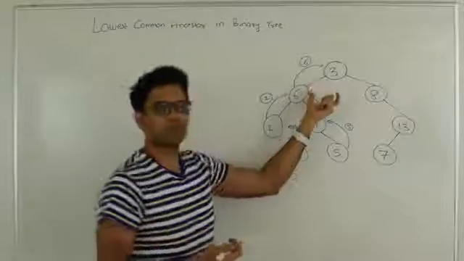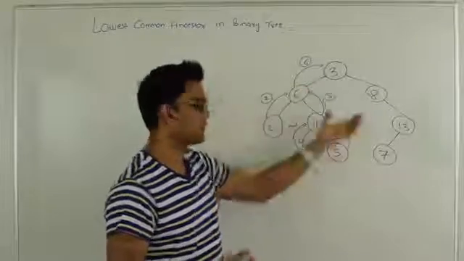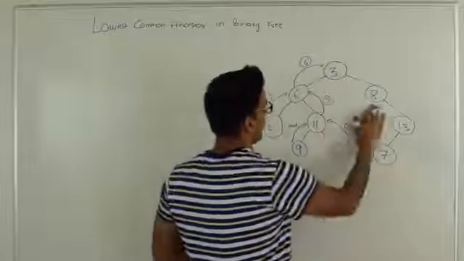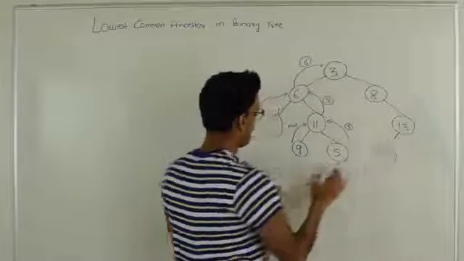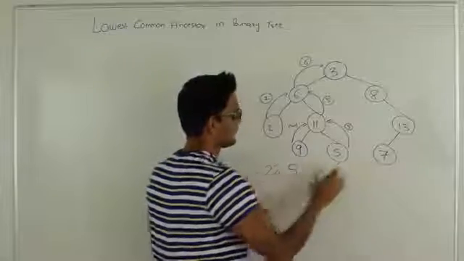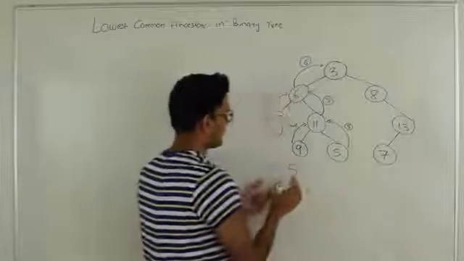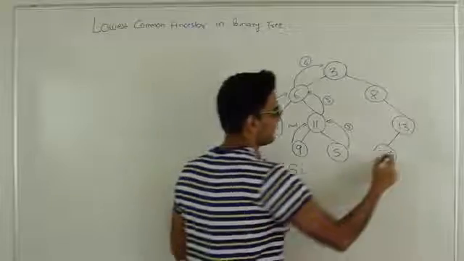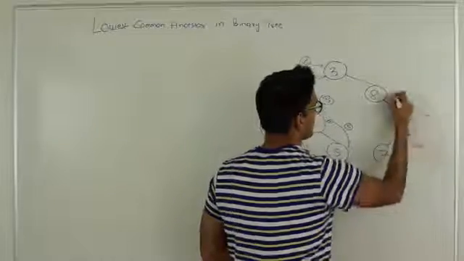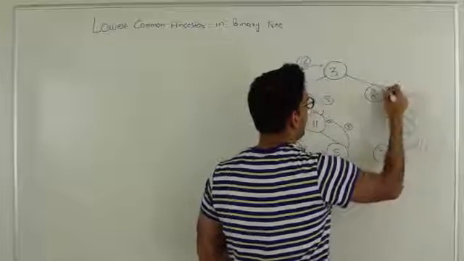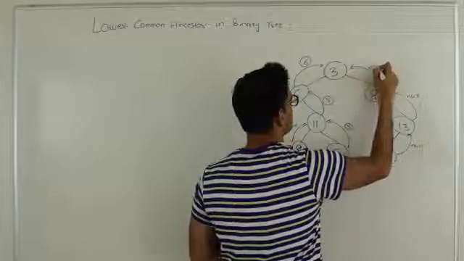3 doesn't know that we have found the lowest common ancestor, so it will continue to search. So we go to 8, 8 is not same as 2 or 5. So we go to 13, 13 is not same as 2 or 5. And we go to 7, 7 is not same as 2 or 5. So 7 returns null, and then 13 returns null, and then 8 returns null.